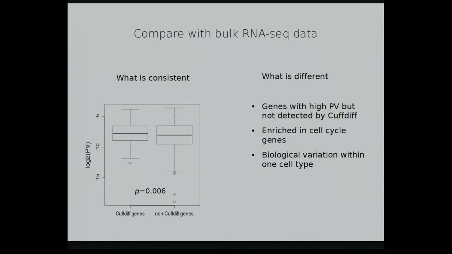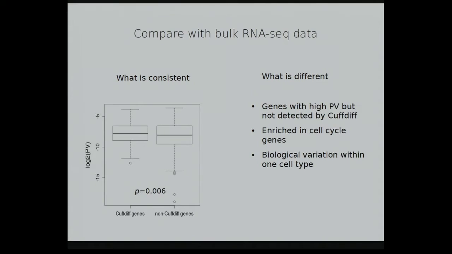So what is consistent? I'm just showing part of the results here. I divide all the genes into two categories. One category is the genes which are detected by CuffDiff as differentially spliced, and the other set is not detected by CuffDiff. And then I plot the PV of these two sets of genes. What we see is that the PV of the differentially spliced genes from the bulk RNA-seq data is higher than the other category.